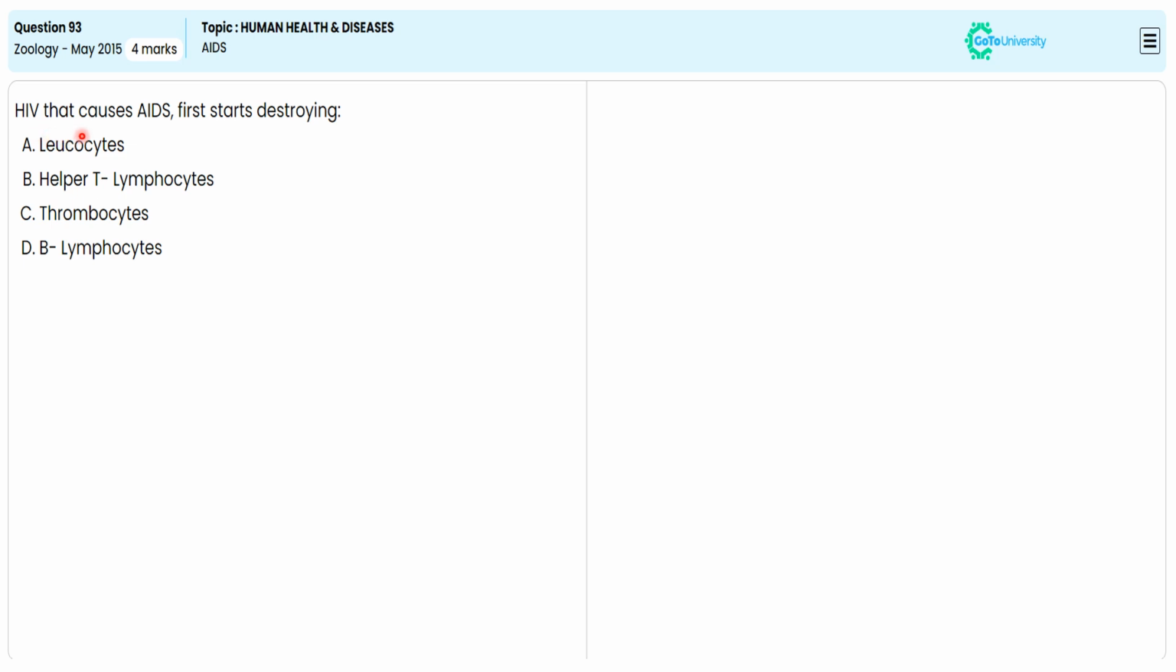In this multiple choice question, from the given options, they are directing us to specify the correct option illustrating the first cell destroyed by HIV after getting entry into the human being. For this, let me explain in which way the HIV infection is happening.